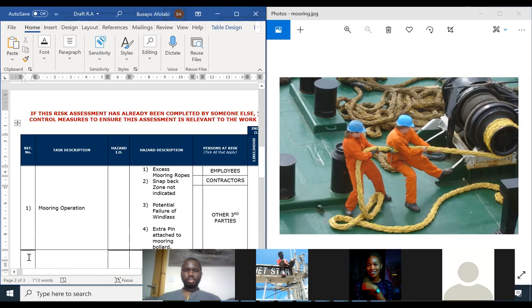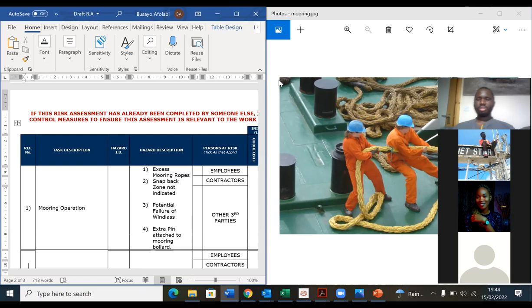Okay, sir. About the slip and fall, can the state of the sea be a hazard also? If the state of the sea is not calm, it can also lead to slip and fall. The state of the sea will cause rolling and pitching, that's either the vessel is rolling or the vessel is pitching. Will that one cause any harm?